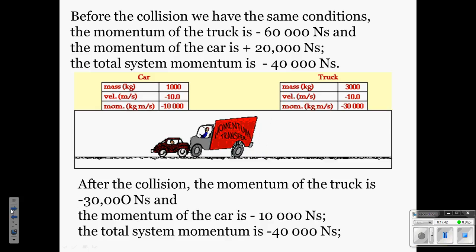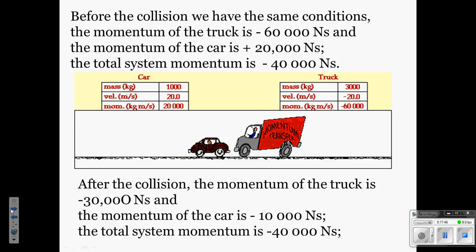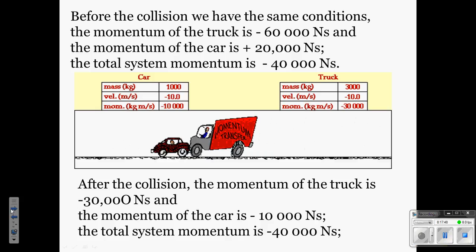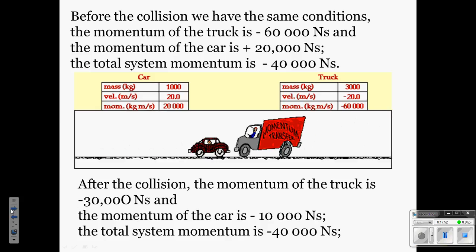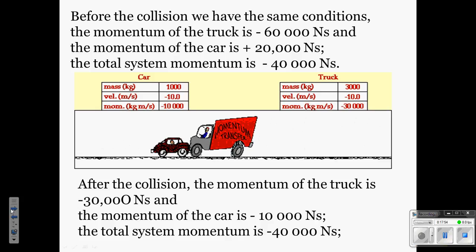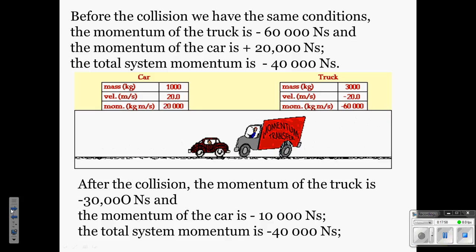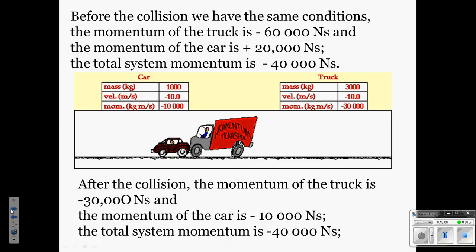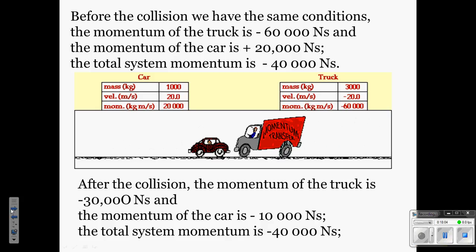So when you do the math, they were both going to the left. So if they're both going to the left, you add them together. You've got your 30,000 and your 10,000, which makes 40,000 going to the left. So it's a negative 40,000, and that's exactly the momentum of the total system before the collision and now after the collision. So we have conserved momentum. So let's work a problem.